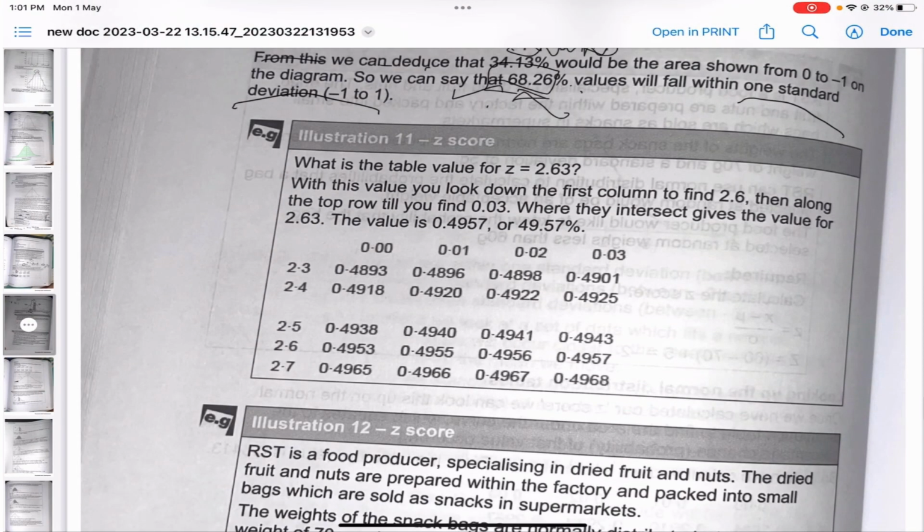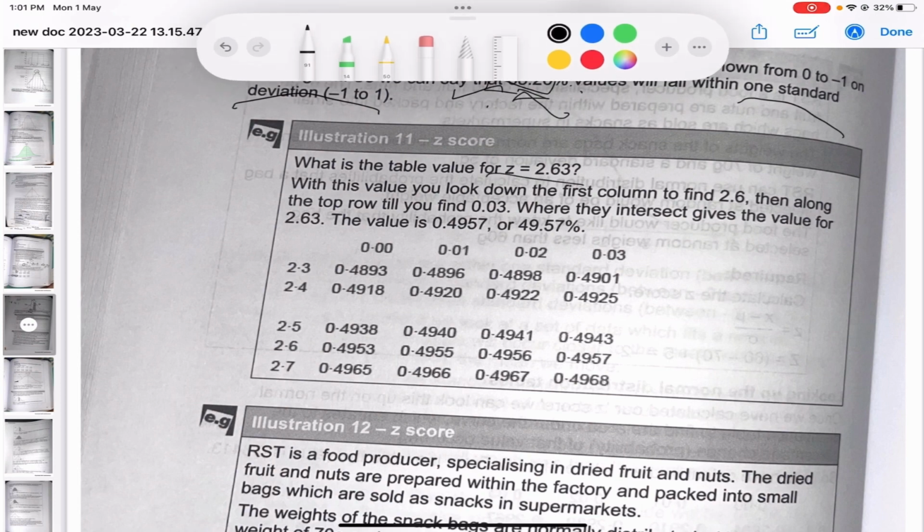What is the table value for z equal to 2.63? With this value, you look down the first column to find 2.6. Let's just see it. If my z-score is 2.63, where am I going to go? I'm going to go somewhere over here. Then along the top row, you will find 0.3. Think about it for a second. This is 2.63. So if I have 2.6, how much more should I add to it?